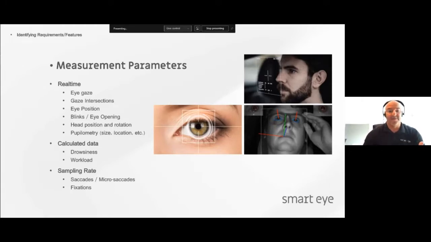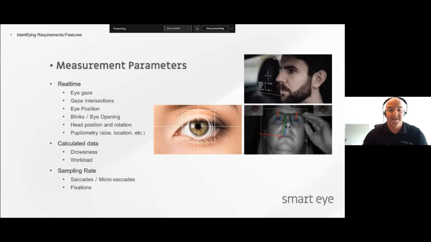If your research involves assessing drowsiness or workload, you will want a tracking system that can not only provide eye gaze data, but can also provide critical measurements such as eye opening data, including blinks, head position and rotations, as well as pupillometry. Another key question to ask is what level of accuracy is needed for your projects. Accuracy levels can range significantly depending on the system you choose.